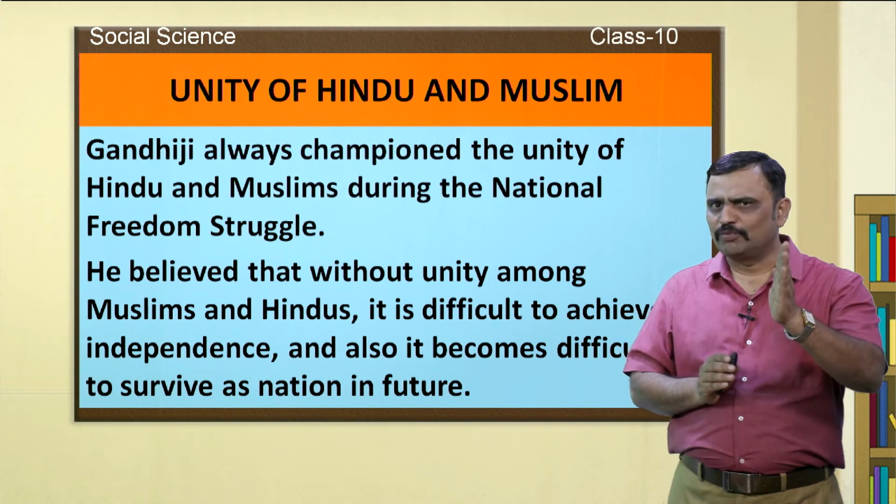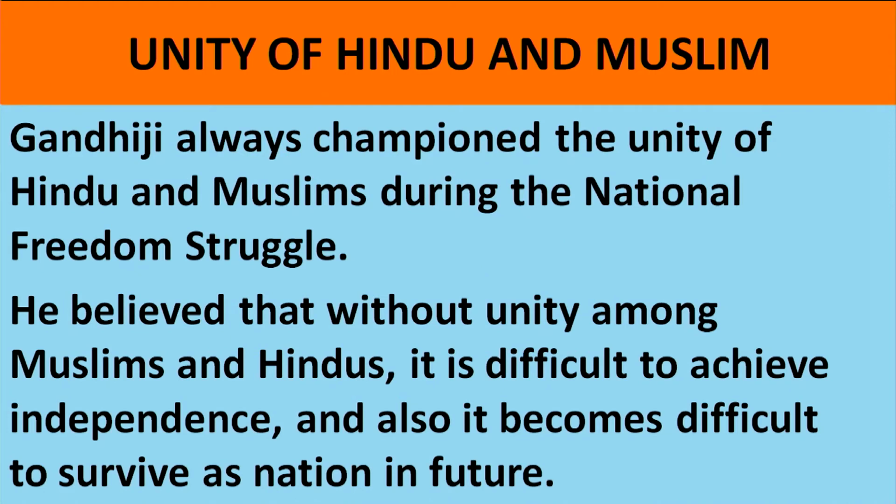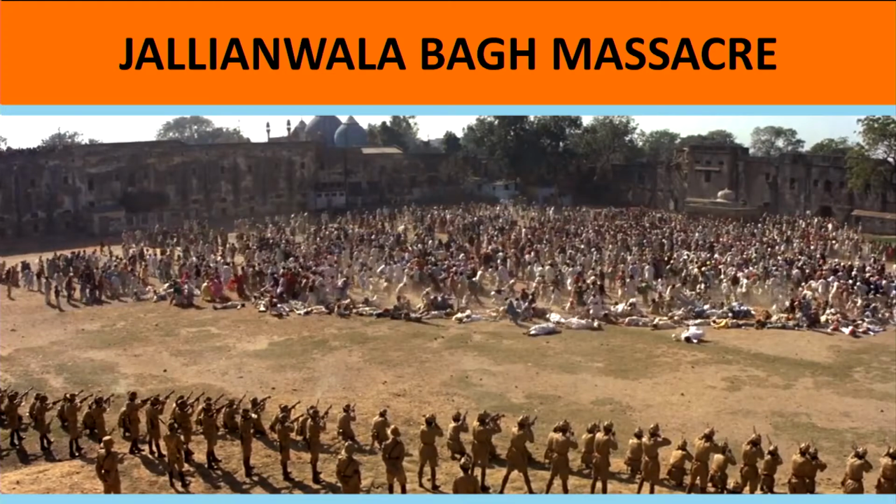Once the Hindus and Muslims get united, it would have been a cakewalk for the freedom fighters to achieve India's independence and make the British get out of India. One of the black spots in the history of India in the rule of the British was this Jallianwala Bagh massacre. What do you mean by massacre? Massacre is nothing but killing of the people on a very large scale, very brutally.